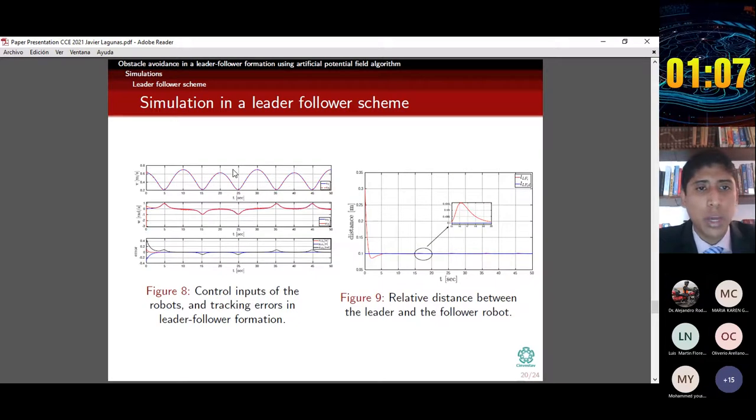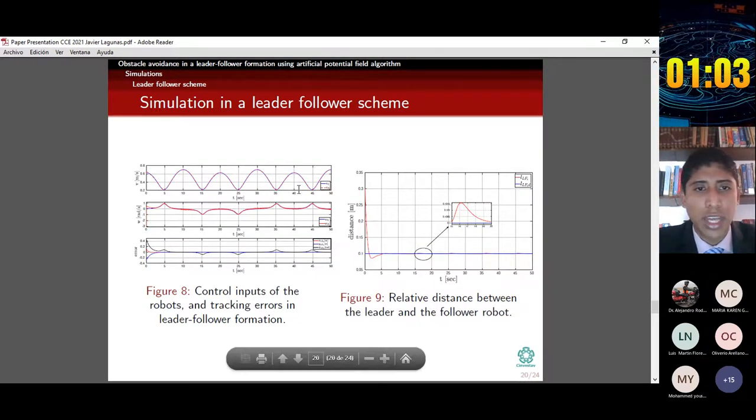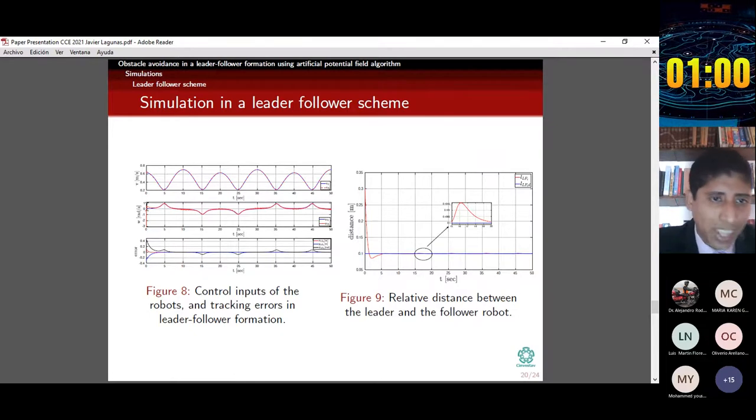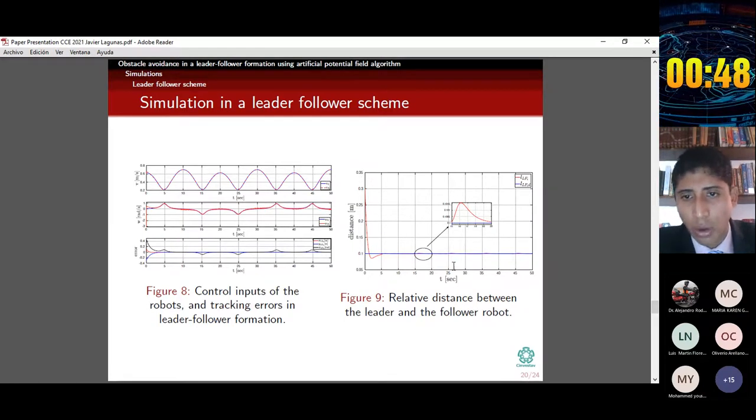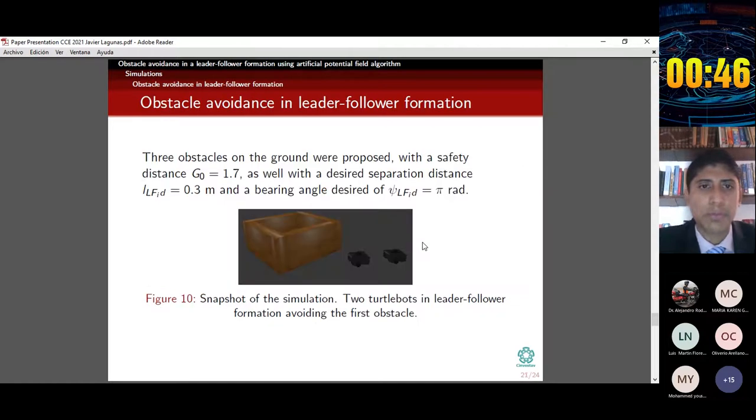As we can see, we have the control inputs of the robots and the tracking errors in the leader-follower formation, and it follows the whole trajectory. We can see a few small peaks here, but they come from the relative distance. The farther apart the leader and the follower are, the bigger the peaks will be. And we can see the distance stays at 0.1 for the whole time that we proposed.